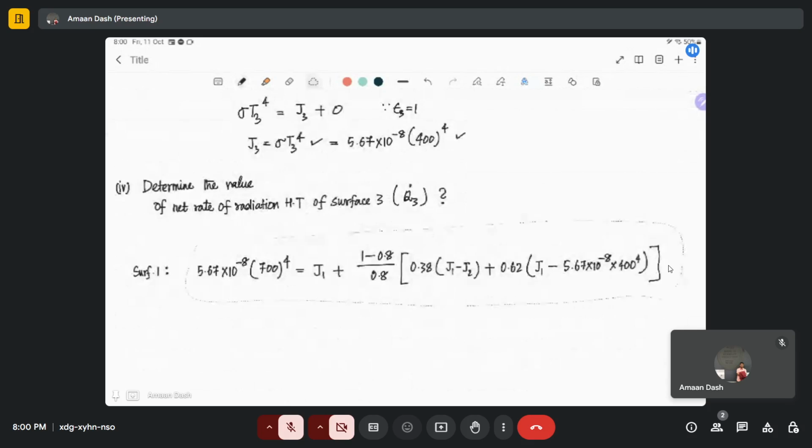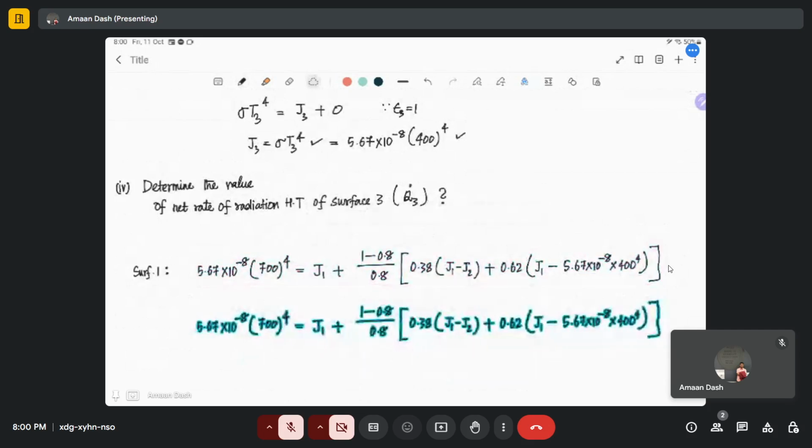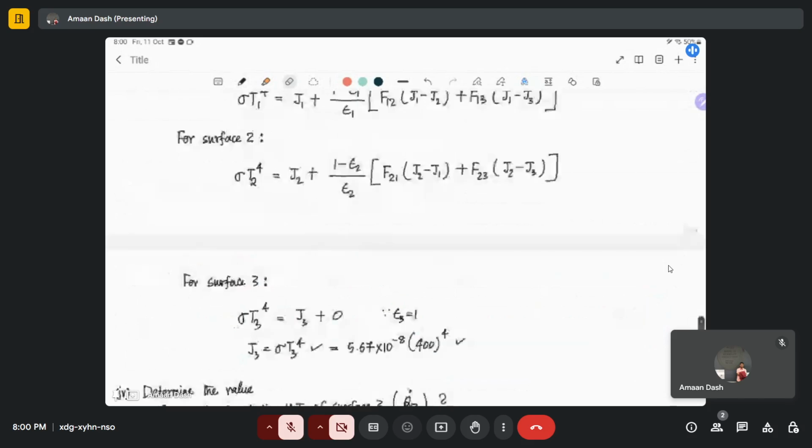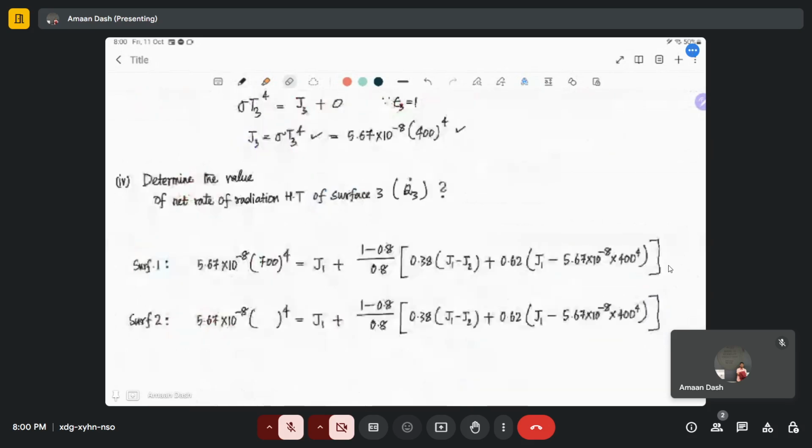So let's do this. So if you see, this is nothing but we have 5.67 times of 10 to the power of minus 8, and this is T3. What is T3? 400 Kelvin. So we have 400 to the power of 4. So this we already know.